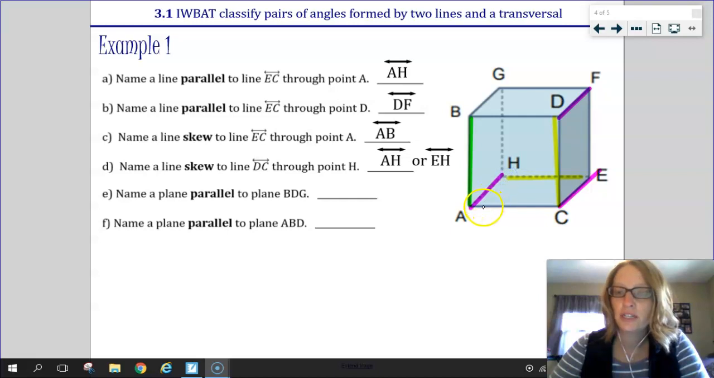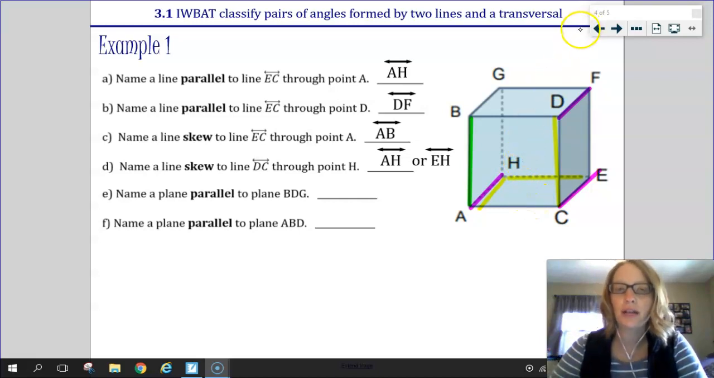Notice A to H and DC. A to H is still a horizontal line, while D to C is a vertical line, and they're in different planes. A to H is in the bottom of the box, while D to C is in the front right side of the box. Finally, we're going to look at some parallel planes.